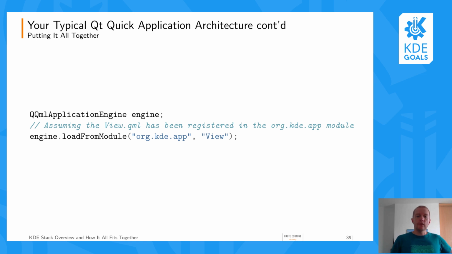To put it all together, then in the main, we would have a QQmlApplicationEngine, and then we would load from the module org.kde.app the view. And we are assuming here that the view.qml contains the view that we were seeing on the previous slide, and that it's been registered in that org.kde.app module as well.